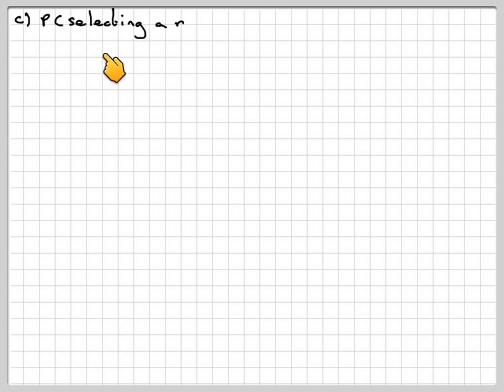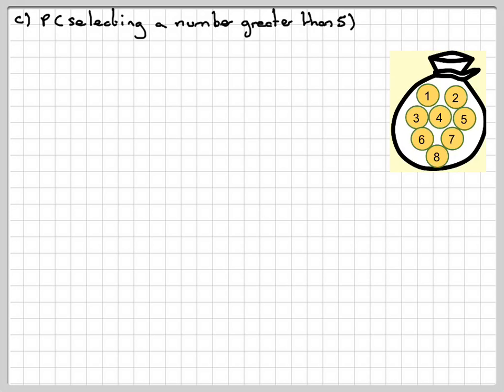C, the probability of selecting a number greater than 5. If we look at our diagram, greater than 5 will be 6, 7 and 8. So we're just going to highlight those. So that's going to be 3, because there's 3 of them out of 8.